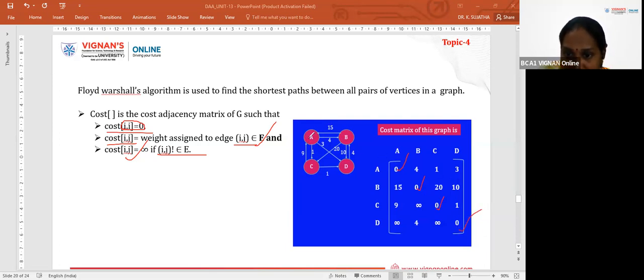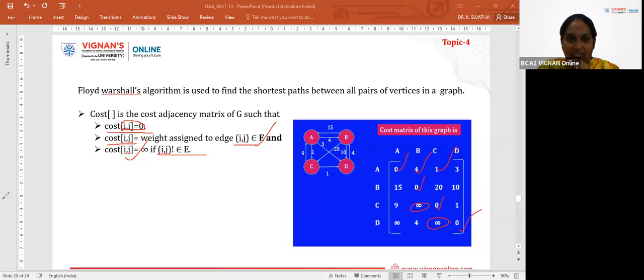And let us see, cost of A to B, there is an edge. I can write its value as 4. Cost of A to C, there is an edge. Its value is represented as 1. Now here you can see cost of C to B. C to B, there is no edge. So that's why its value is represented as infinite. In the same way, D to C, there is no edge. So its value is also represented as infinite.